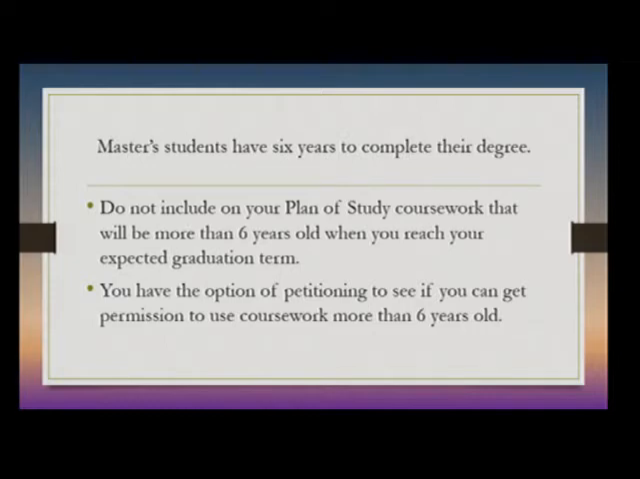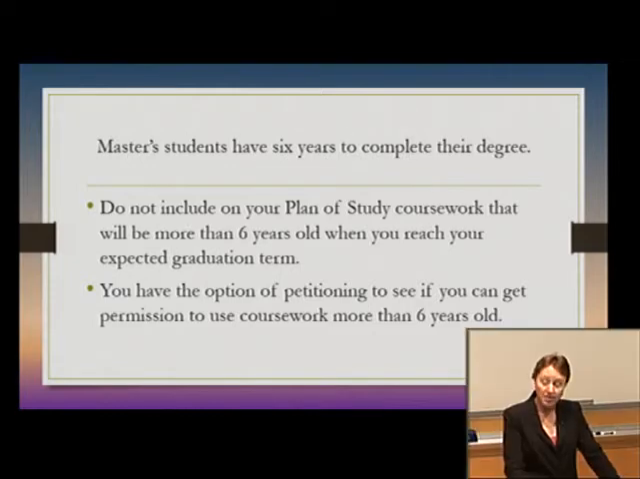Master's students have 6 years to complete their degree. So on your plan of study, do not include coursework that will be more than 6 years from your expected graduation date. You do have the option of petitioning to see if you can get permission to use coursework that's more than 6 years old, but that would involve a graduate petition, and there's no guarantee that will be accepted.